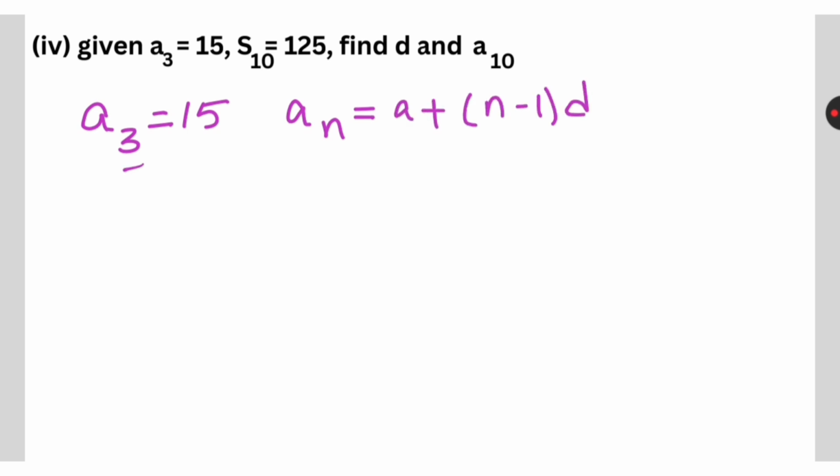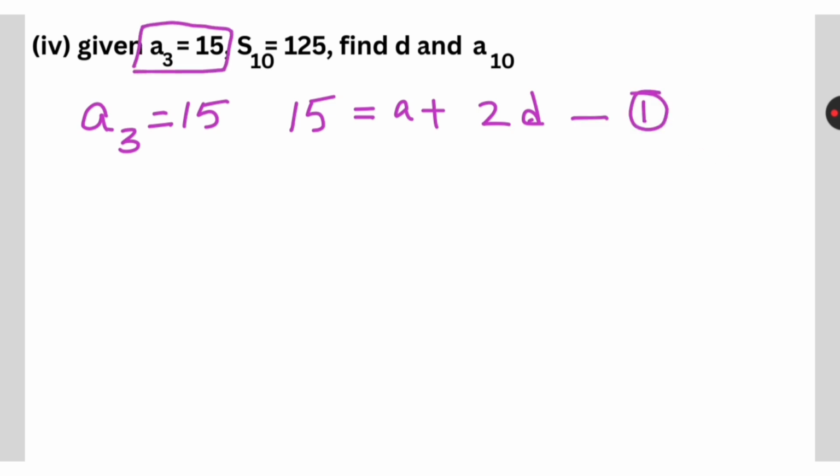So here they given a3. So that means here we need to take n as 3. So here you need to write a3. And here also you need to write 3 minus 1 which is 2d. So a3, the term they given as 50. So a plus 2d equal to 15. So consider this as equation 1. What they given a3 as 15, from that we got an equation which is a plus 2d equal to 15.